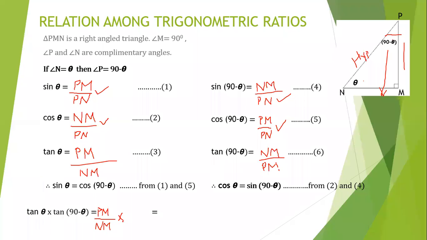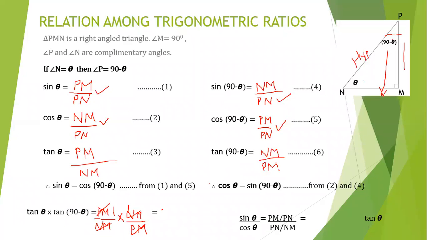Into, for tan 90 minus theta, we have got Nm upon Pm, right? So I'm writing here Nm upon Pm. Now here also Pm, here also Pm, so it will get cancelled, right? We will get 1 over here. Here Nm and here Nm, it will also get cancelled. We will get 1 over here. 1 into 1, the answer is 1. So the answer is 1.